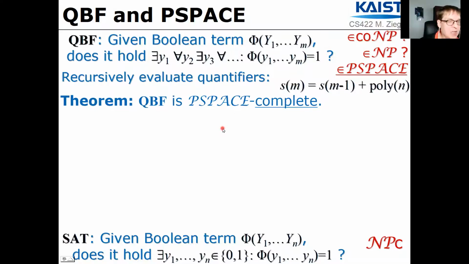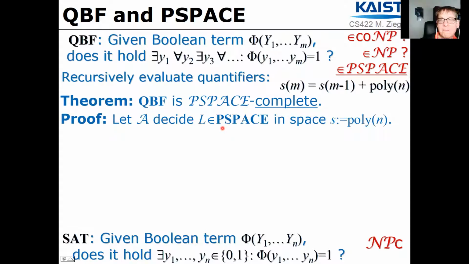Any other problem in PSPACE can be reduced in polynomial time, with respect to a notion of polynomial time reduction, to this problem. So how does this proof work? This is another master reduction, right? So this is a counterpart to the Cook-Levin theorem, but now for this larger complexity class PSPACE. So let me see.